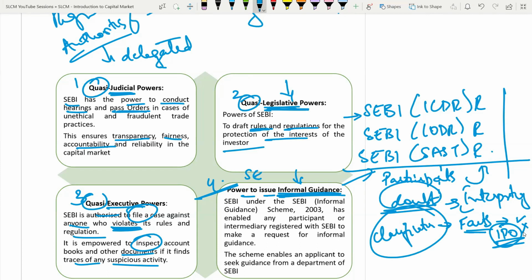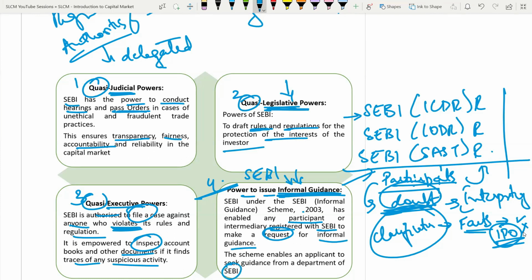So SEBI has the power to issue informal guidance to the participants of the market who have any kind of doubt with respect to applicability of the rules and regulations passed by the Securities Exchange Board of India. For this, they have passed the SEBI Informal Guidance Scheme of 2003, whereby any participant in the market who is registered with SEBI can make a request to the board asking for informal guidance.